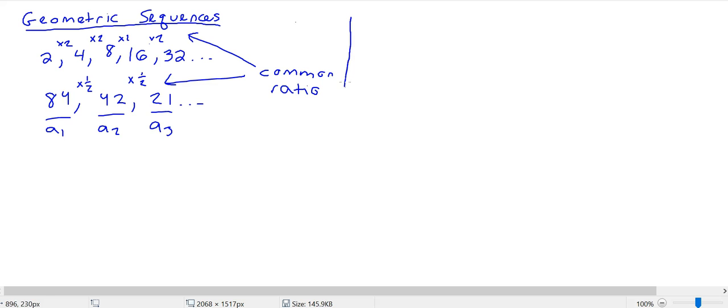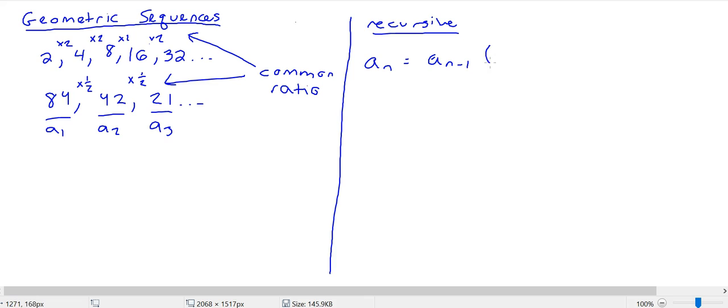The first way is recursively. The recursive definition of a geometric sequence is a sub n is equal to a sub n minus 1 times r, where r is the common ratio, a sub n minus 1 is the term before the term that we're solving for, and a sub n is the term that we're solving for. And we have to be given a sub 1, which is the first term.